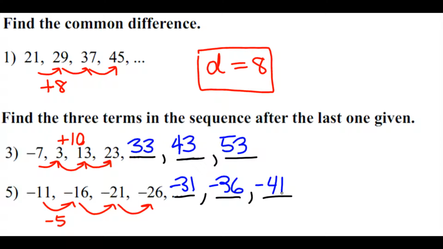These are arithmetic sequences. That's because on number 3, I added 10 every time, and on number 5, I subtracted 5 every time.